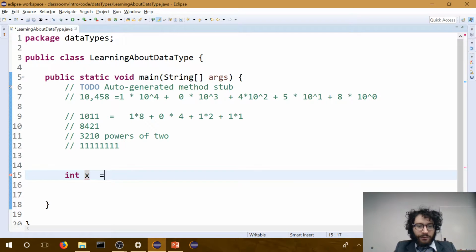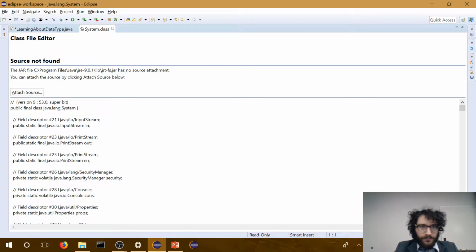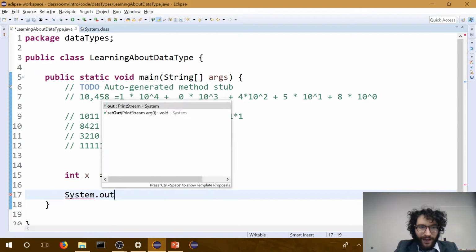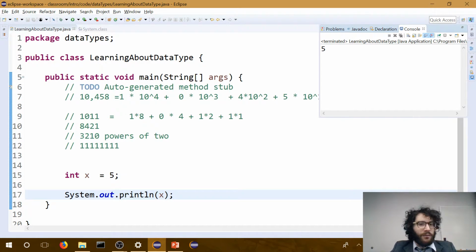So int x is equal to 5. And this is going to work very much the way you think it should, which is that we are going to take this value on the right, 5, and we are going to store it in x. Okay? System.out.println x. So we print out 5 here. Okay, right? We asked it.